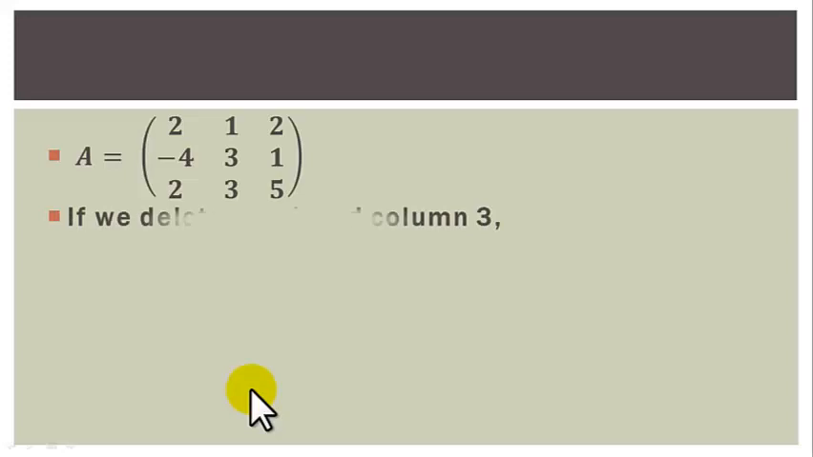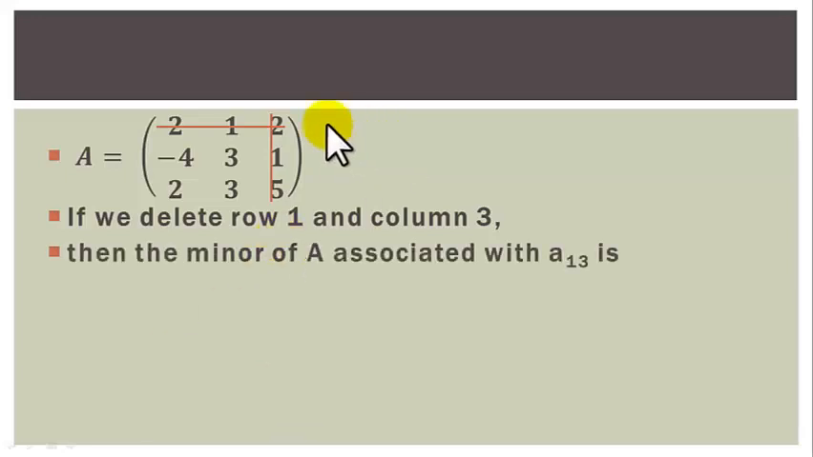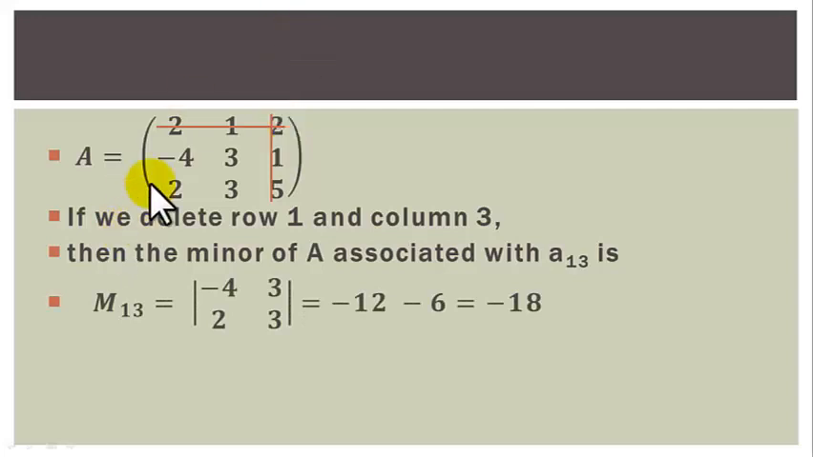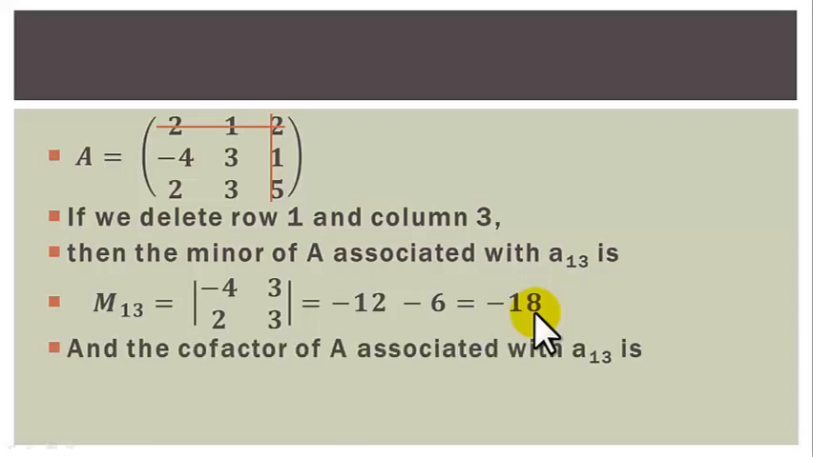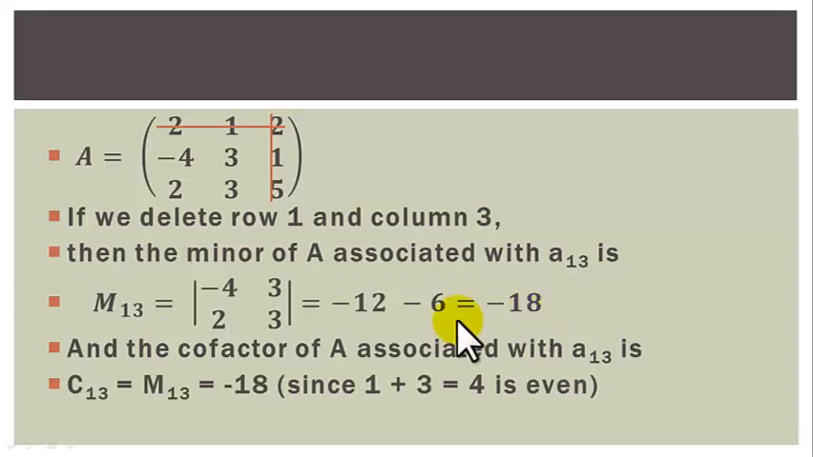Next, we delete row 1 and column 3. Then the minor of A associated with A13, which in this case is this element 2, is M13, which is the determinant of the submatrix minus 4, 3, 2, 3. And that determinant will give us minus 18. And the cofactor of A associated with A13 is C13. And C13 is equal to M13, since 1 plus 3 is even. And that will give us minus 18.